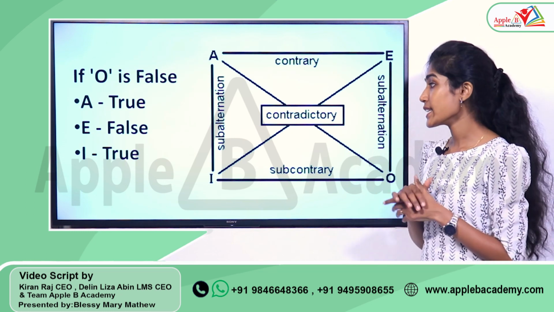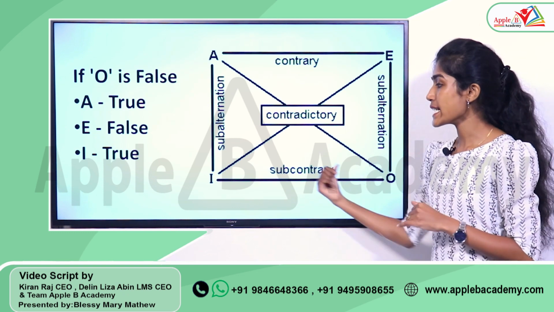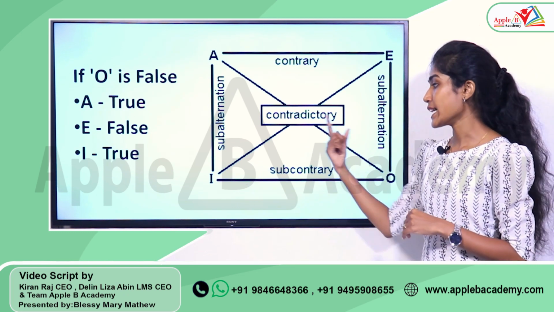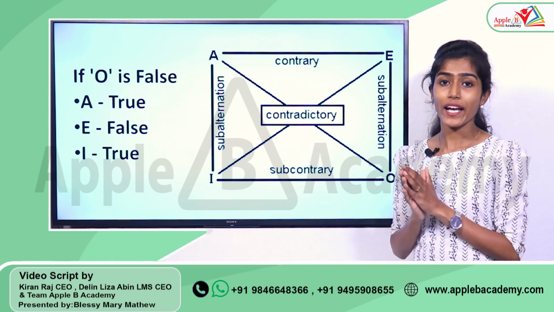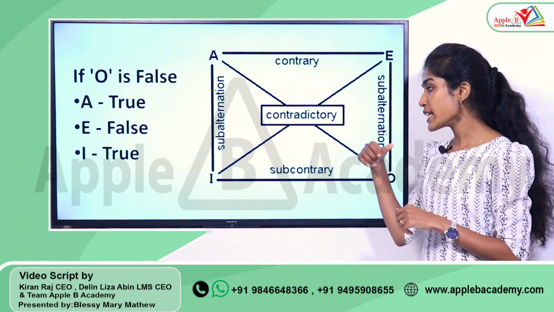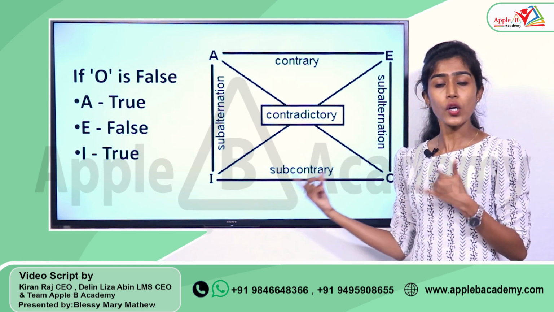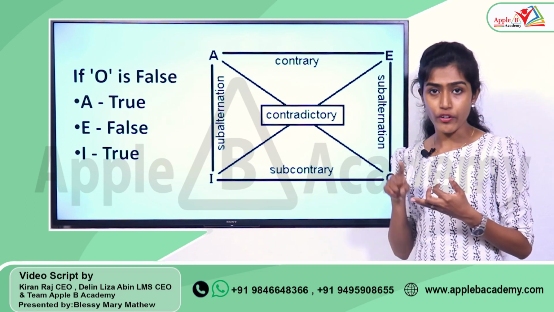They can be true together, but they cannot be false together. That means if one among these propositions is false, then the other one will be definitely true. Why? They cannot be false together. That is how they are related to each other. If one is true in subcontrary, the other will be undetermined. If one is true, then the other will be either true or false.